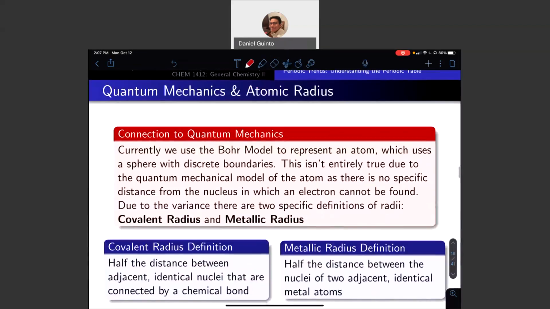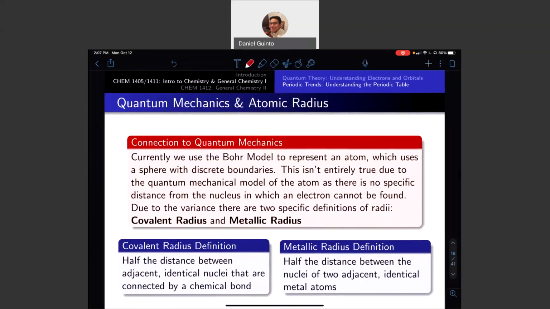But now let's do a little connection here. Let's connect atomic radius and quantum mechanics. Going back to the Bohr model, it pretty much uses a sphere with discrete boundaries. But that's not true, because in a quantum mechanical model of an atom, there is no specific distance from the nucleus in which an electron cannot be found. When we look back to the hydrogen model we saw earlier, all that white space is the area in which you can find an electron. It's not necessarily so quantized like we see with energy states in that case.